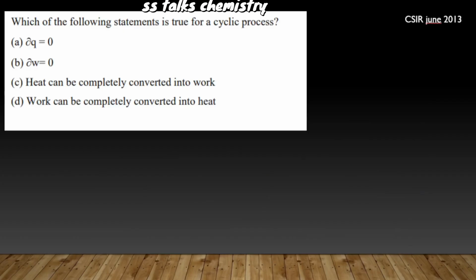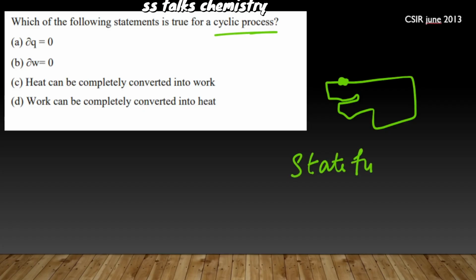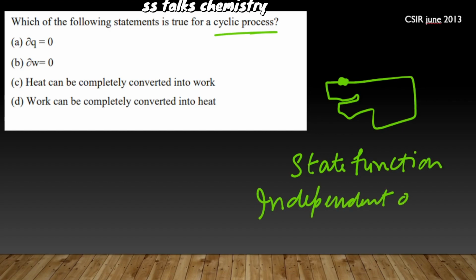Which of the following statements is true for a cyclic process? Now, what is meant by a cyclic process? Suppose you are starting a process from this particular point, you are following a certain path, and you are coming back to the initial position only. This is the final and the initial position you are coming to. That means you started from some point and came back to the previous one only. That means if we talk about state functions, they are independent of the nature of the path.